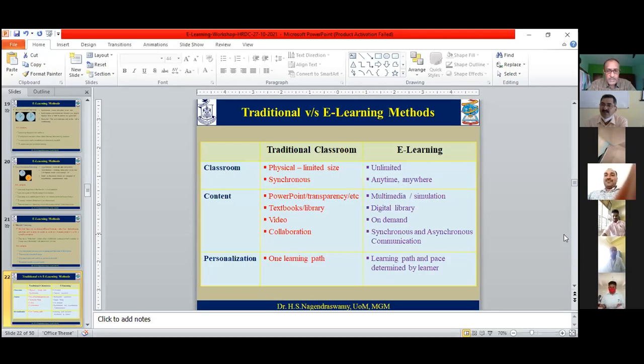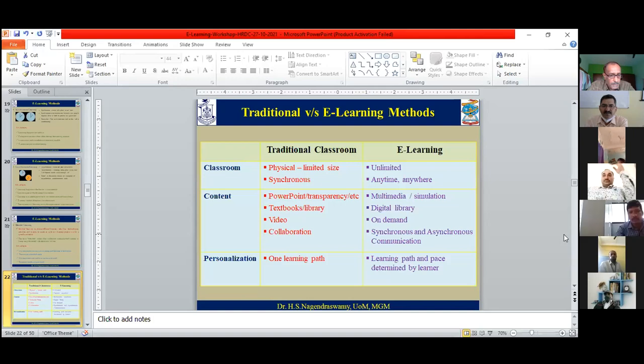Let's continue our discussion on the topic online and e-learning. In the first part of the session, we understood the importance of e-learning, various approaches to e-learning, and also the methods. In continuation to that, now let's look at this slide where we understand the traditional versus e-learning methods.